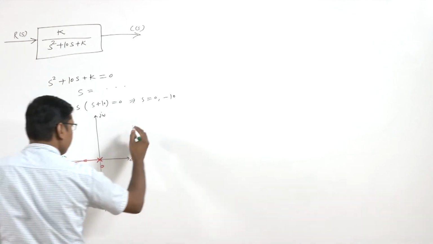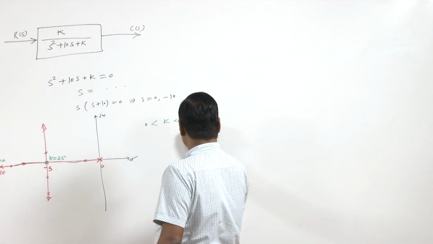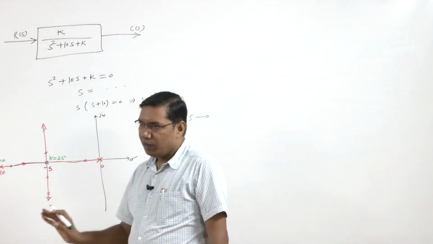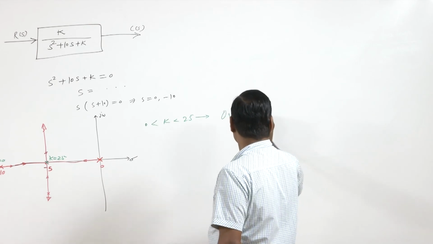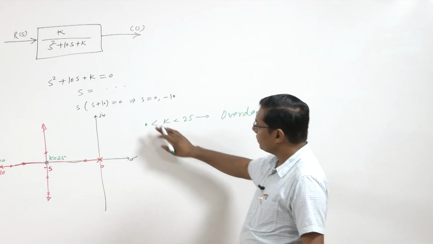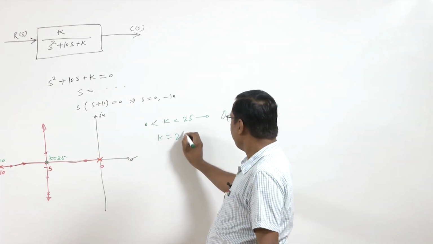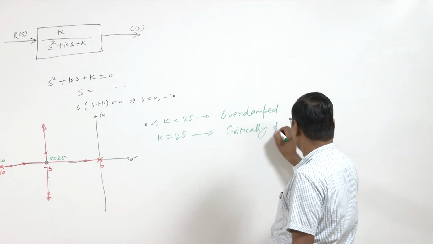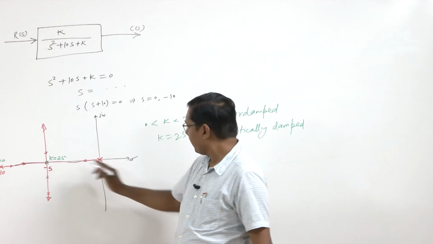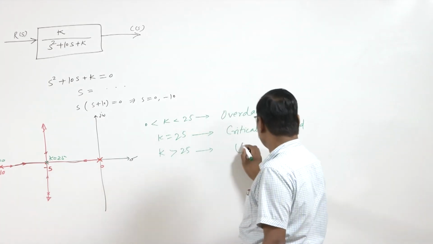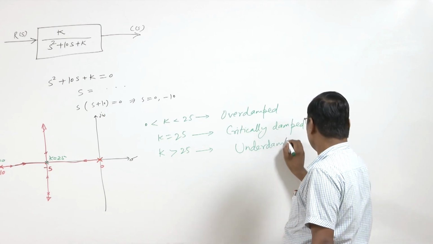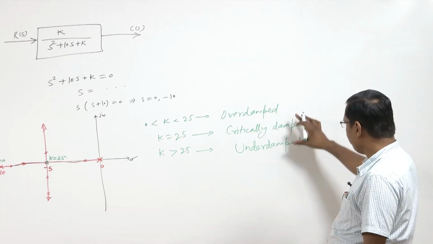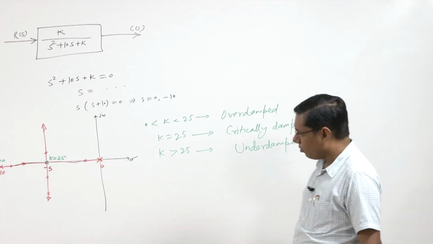When k is less than 25, we have real and distinct poles. So we know that we are in the overdamped region, because this is a second order system. When k equal to 25, we have equal poles, so we are in the critically damped condition. And when we have k greater than 25, we are in the underdamped condition. So the response of the second order system can be understood from this, that we are in these three different regions, and so the transient responses will be accordingly.